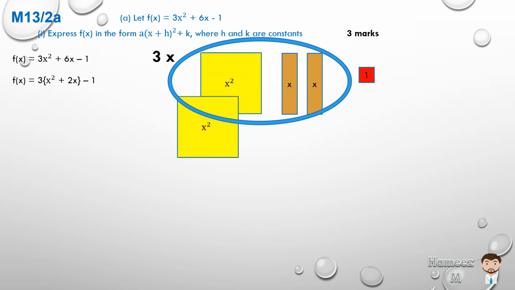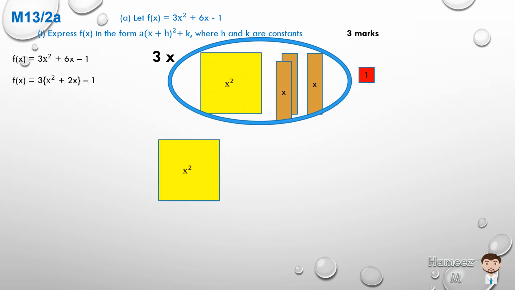So we'll pull out our x squared, and we'll slide one of the x's down, and we'll rotate and slide the other one down. And what's the reason for doing that? We're trying to form a square.